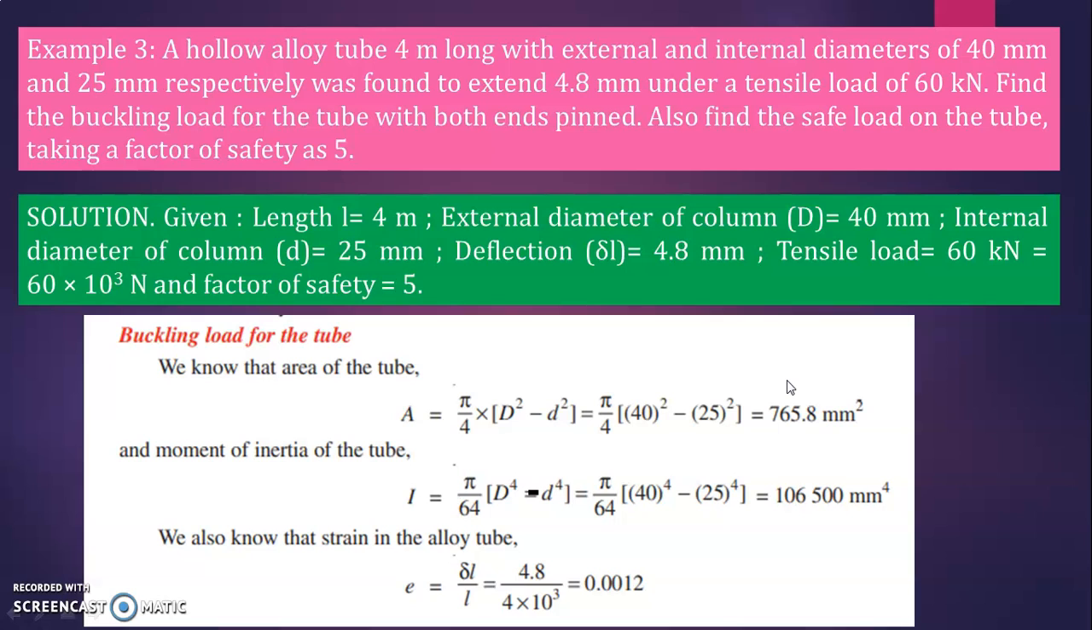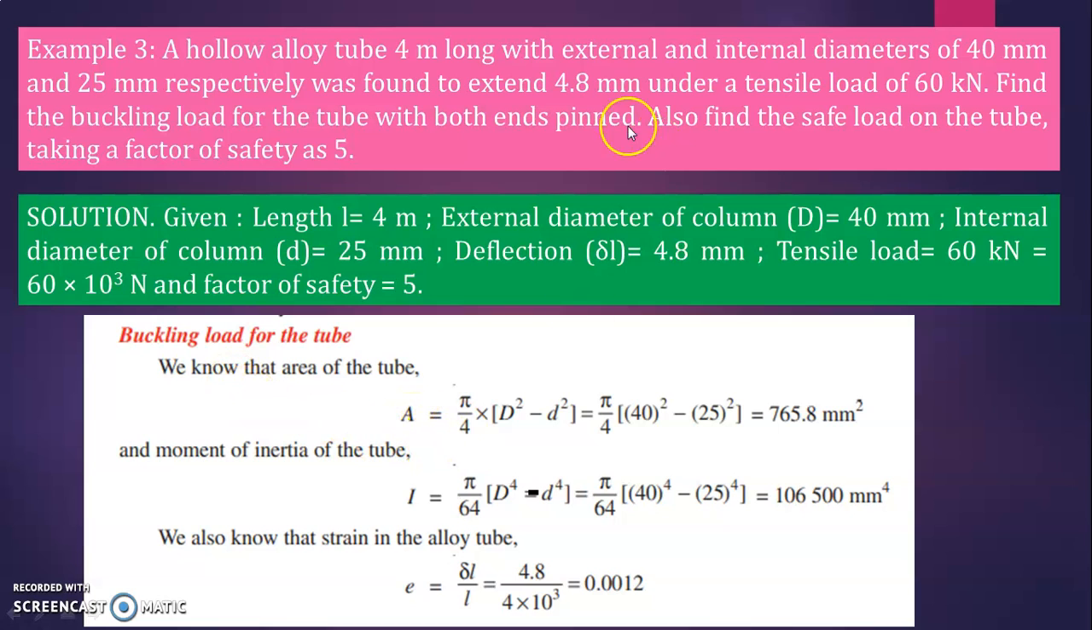So what you have to calculate: crippling load is equal to pi square EI divided by LE square. So first let us calculate I. You have to calculate area also, because we have to calculate E here. E is not given, so you have to calculate Young's modulus. Young's modulus is stress divided by strain. Stress is equal to load divided by area. For that purpose you have to calculate area also.